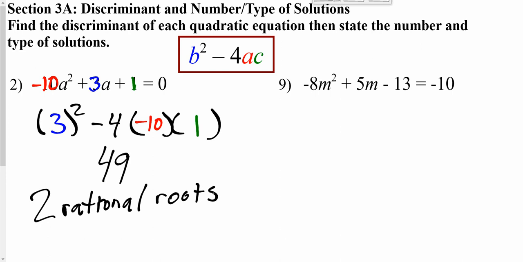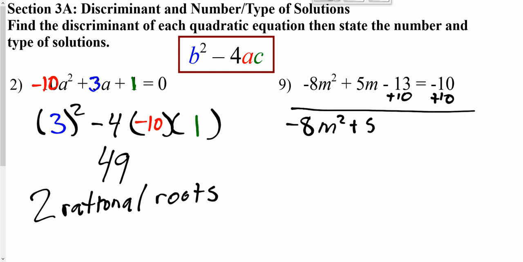Well, we need to do the same thing here on the next one, but you have to have it equal to 0. So you'd have to go ahead and add 10 to both sides before you can find your a, b, and c. Your b, once again, is what's in front of your term to the first power, which is 5. So I have to go 5. Your a is what's in front of your squared term. Your c is what's by itself.